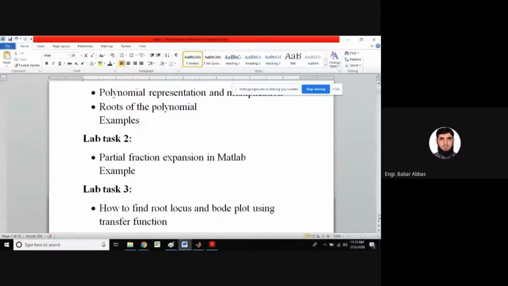For example, you are having a differential equation, and that differential equation is converted to the transfer function by using the Laplace transformation. And afterwards, the transfer function is solved by the partial fraction method. And afterwards, the inverse Laplace transform of the transfer function is taken.